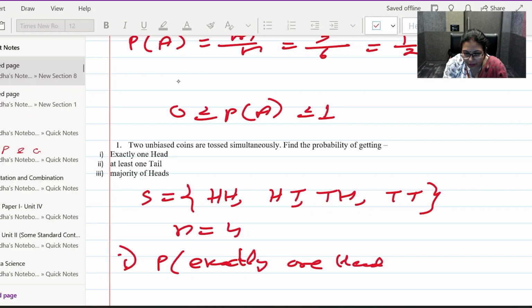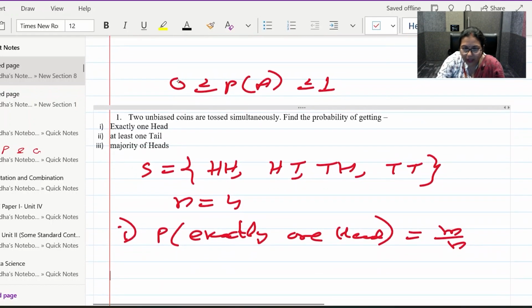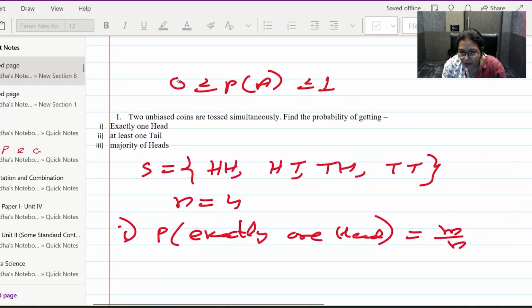So we will write the formula first, that is m by n, exactly one head. Now look at this sample space, exactly one head. How many cases are you getting? You are getting 2 cases here, that is head tail and tail head. In these 2 cases we are getting exactly one head. So how many cases are there? 2 cases. So my answer will be 2 by 4. So that is half. That is the first answer.